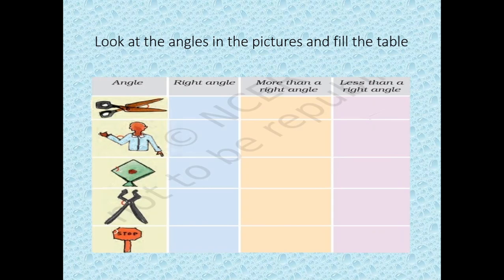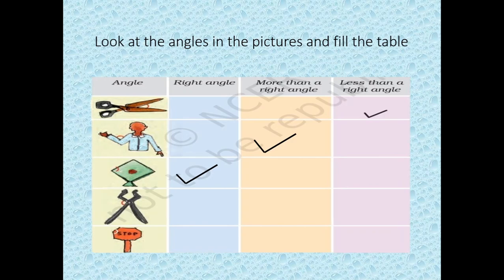Here we have to look at the angles in the pictures and fill the table. You can see that there's a pair of scissors and angle marked. It's a small angle. So which type of angle it is? It's less than right angle. The next one, the angle formed in the arm. It's more than right angle. If you see the angle formed by the sides of the kite, it's forming an L, so right angle.